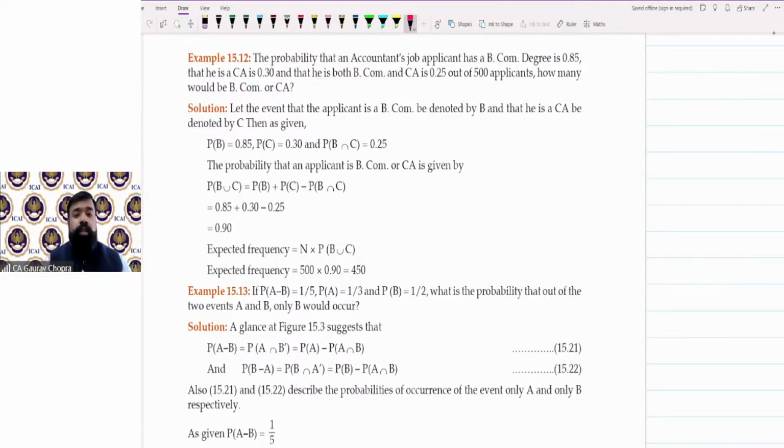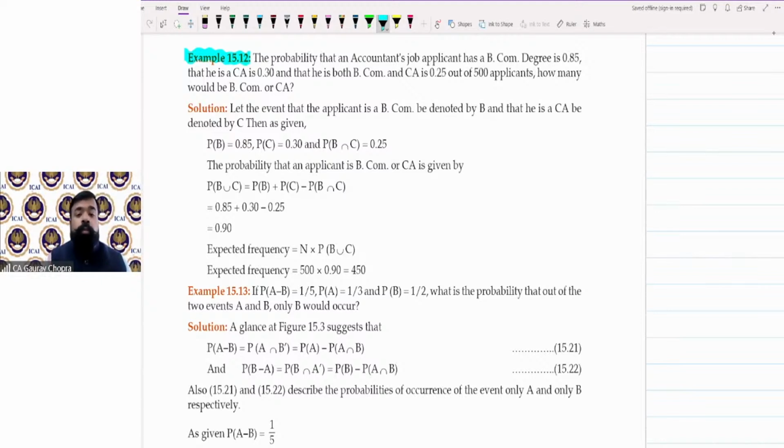Whenever, among all your events, any one event should occur, when only one event is to occur, then we have to use the addition rule. And whenever more than one event is going to occur simultaneously, then we have to use the multiplication rule. This kind of thing we have already done. So now, let us start with example number 15.12.